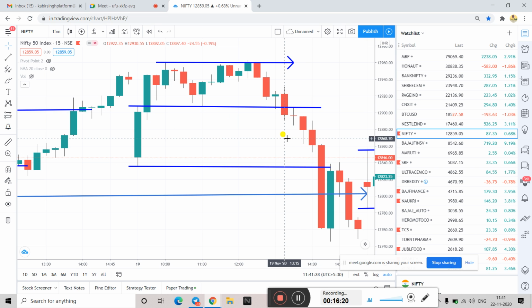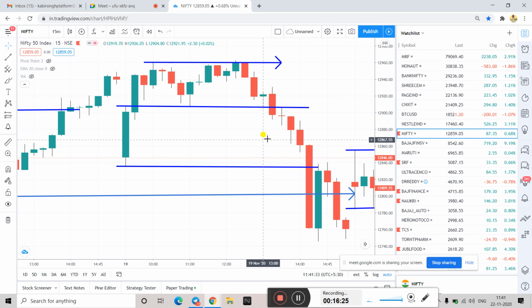Understood? This is done on expiry, because on expiry the market is very volatile, and if this kind of scenario is happening after 12:30 or around 1 o'clock, there is a high possibility that you will get that.